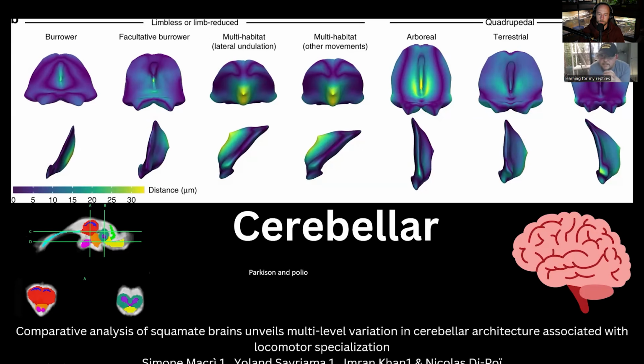But you can see the thickness of them. The more terrestrial the animal is, the thicker it is, in multi-habitat animals, whereas arboreal animals you'll see in the quadruped. But the other one is different. So snakes' motor function is different than a lizard's motor function when it comes to this. Like I said, this is the only thing they found. This is also the part of the brain where Parkinson's hesitates. This is what it affects.